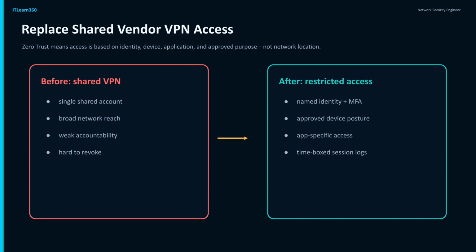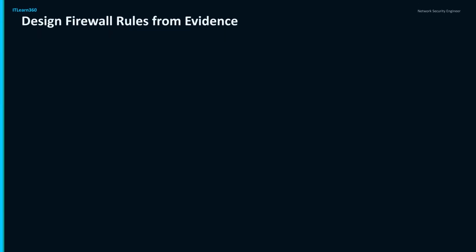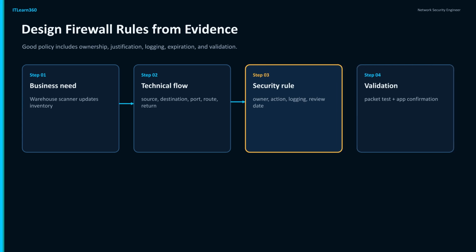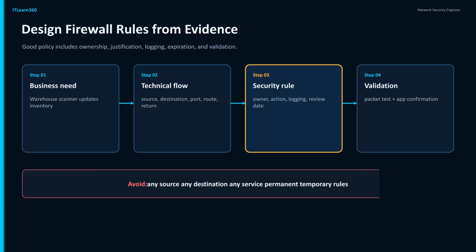Once that access model is clear, the firewall and policy rules supporting it should also be designed from evidence instead of from convenience. A good firewall rule should be explainable from the business need all the way to validation. If a warehouse scanner must update inventory, document the source, destination, service, route, return path, owner, logging requirement, and review date. Then test the connection and confirm the application actually works.